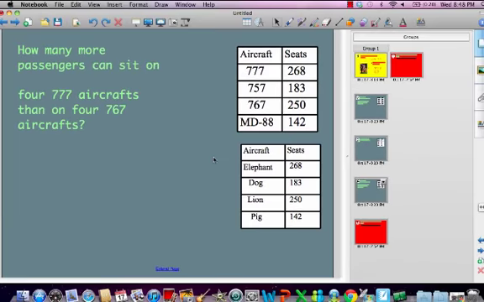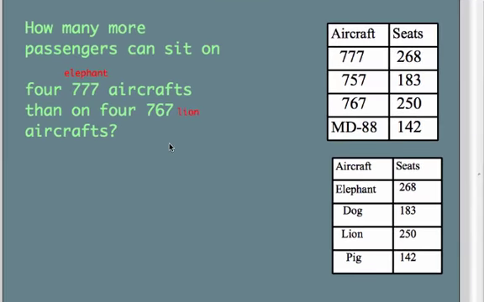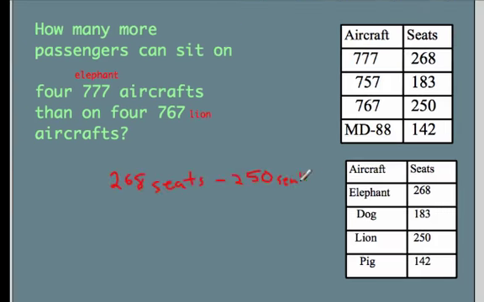And that will kind of make us see this a little bit better. So we replace the phrase in the problem with the word elephant and the word lion. So how many more passengers can sit on 4 elephant aircrafts? And there's 268 people on that.